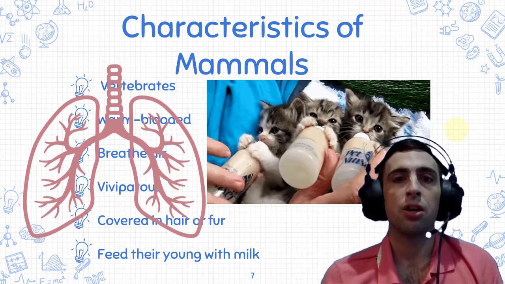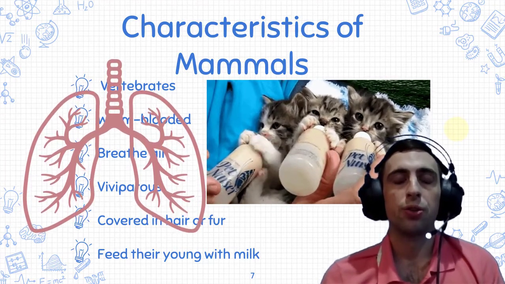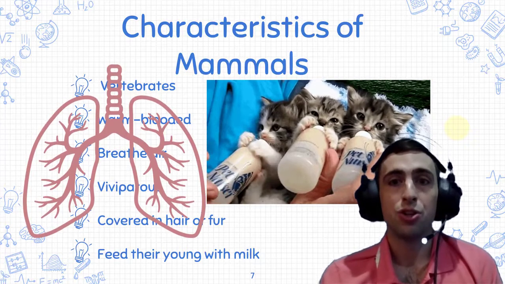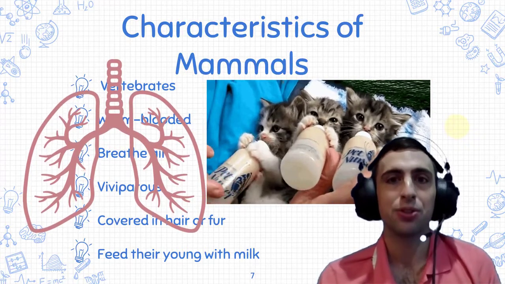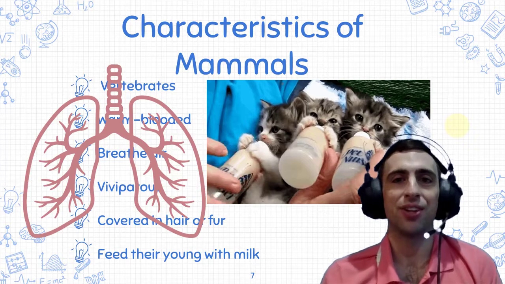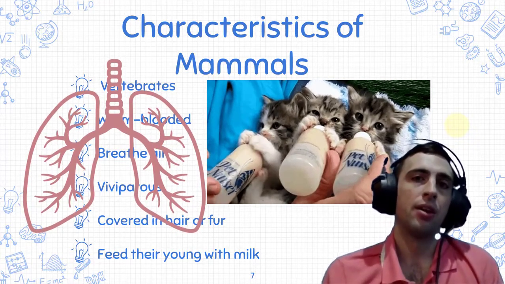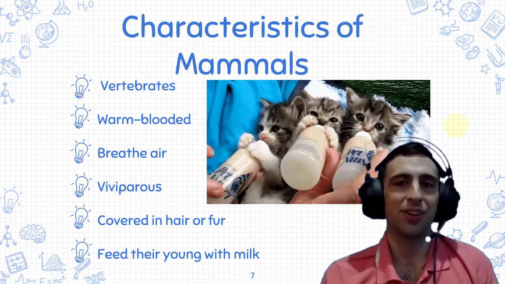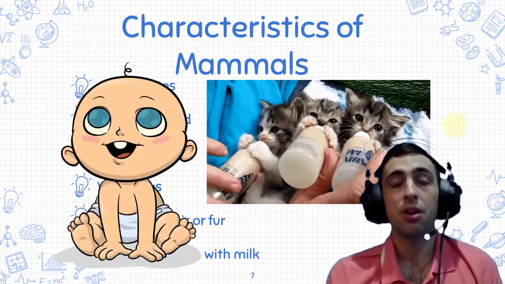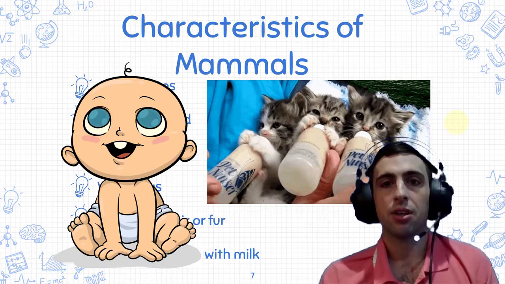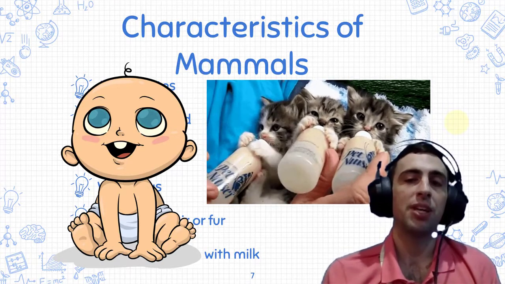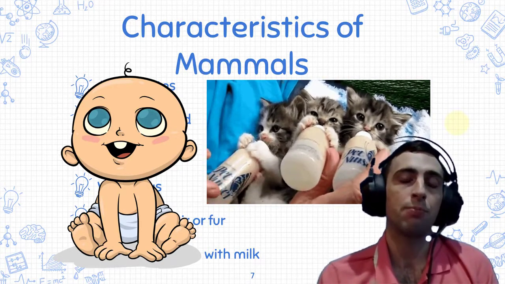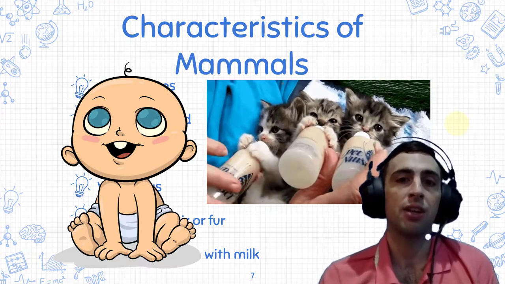We use our lungs to breathe air. Did you know that people are mammals too? We have lungs, right? Mammals are viviparous. Wow, this word again. Do we remember viviparous? Viviparous means that mammals give birth to live young.